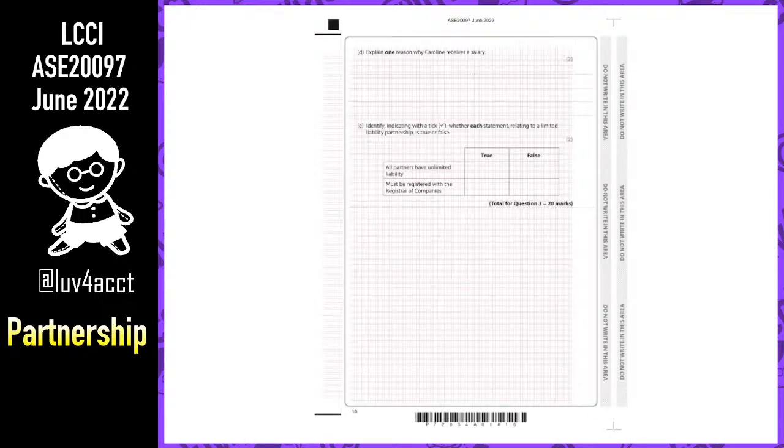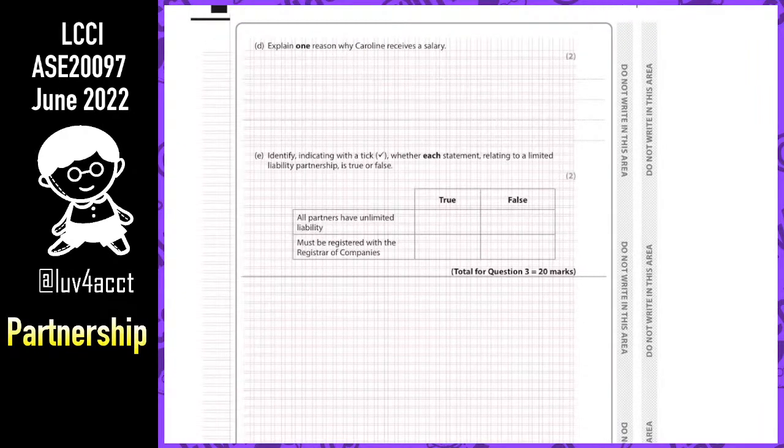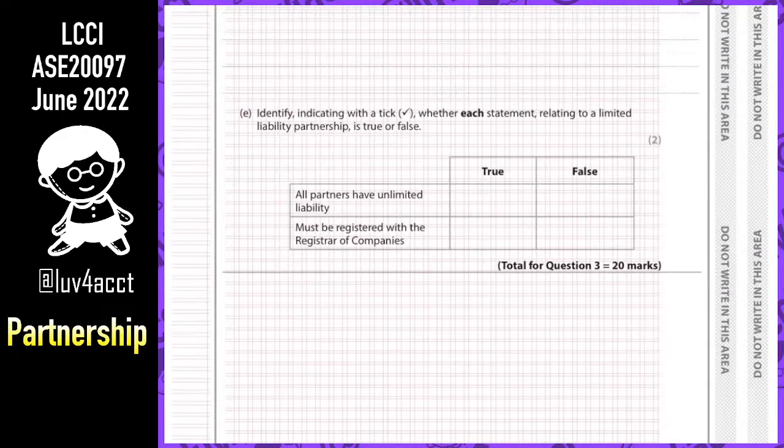And then explain partnership salary, and then identify, 2 marks. Let us finish it first. It's 2 marks. Whether each statement is correct, relating to a limited liability partnership.